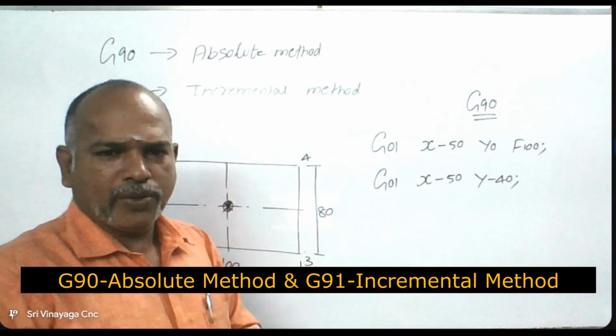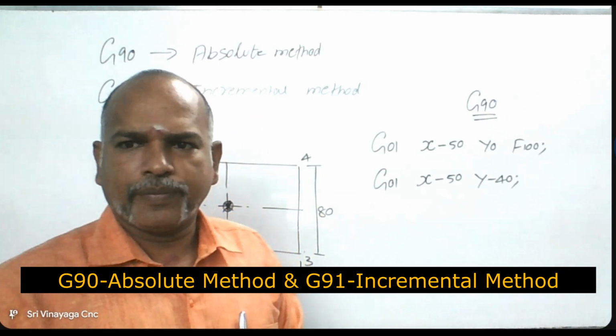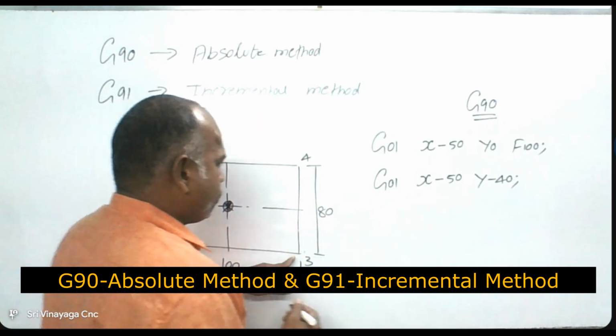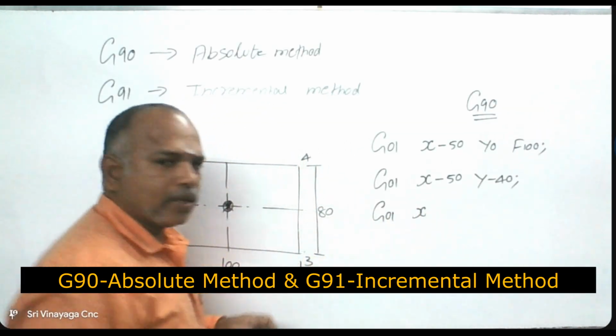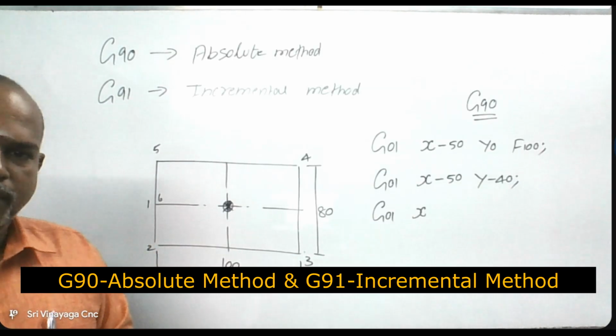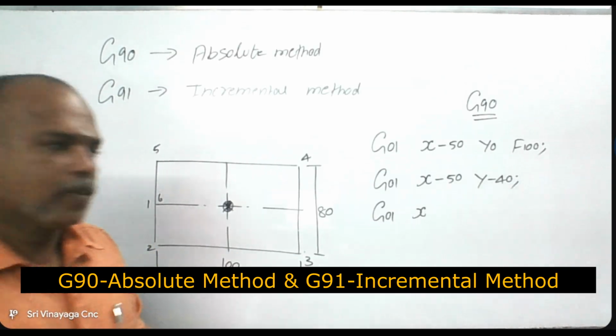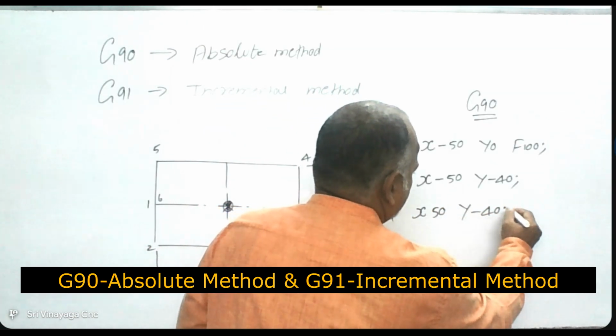This is known as the absolute method. What we had done previously is known as an absolute program. Next, point number three, P01. What about the point number three value? X is going to be plus 50 and Y is going to be minus 40. Very good.